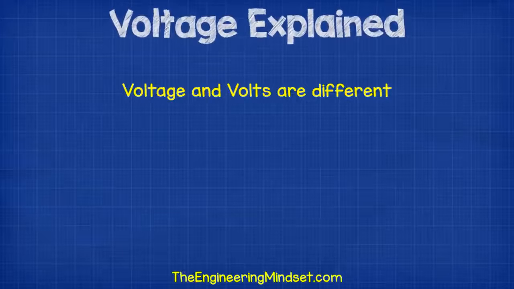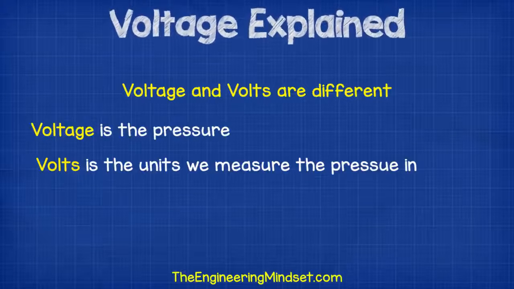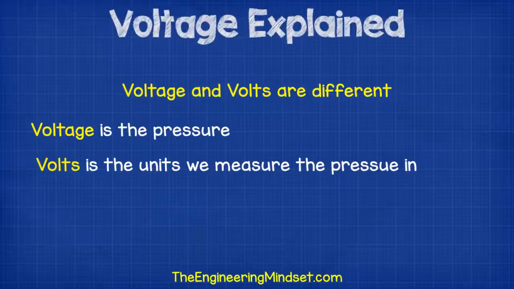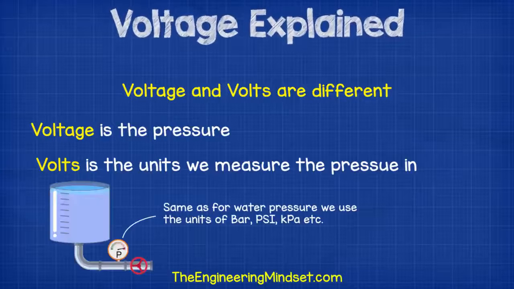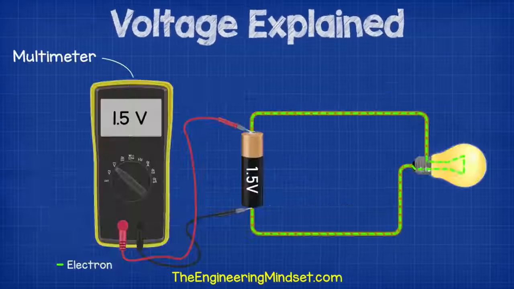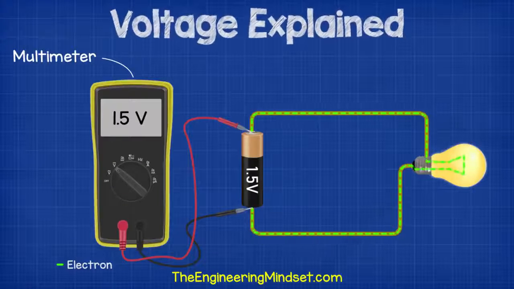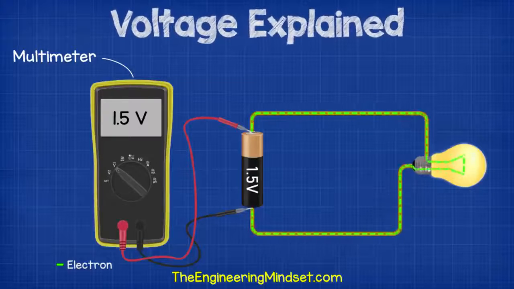Voltage and volts are different. Remember, voltage is the pressure and volts is just the units we use to measure it in. The same as we know the pipe has pressure, but we use units to measure this pressure such as bar, PSI, kPa, etc. As we saw earlier, we can measure volts with a voltmeter. This can be separate or part of a multimeter.